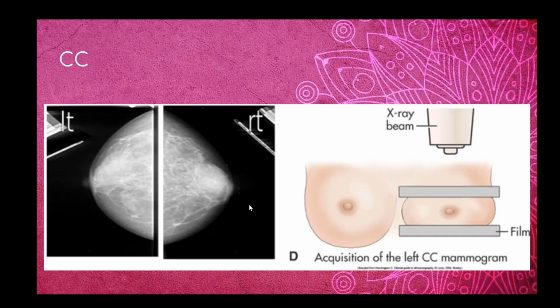The other view is the CC view, stands for craniocaudal view. And this is going to flatten the breast out in more of a horizontal plane. So now we have the breast plates on either side, X-ray comes from above, and now we can see lateral and medial to the nipple. So these 2 views you'll learn in How to Read a Mammogram help us to identify where a lesion is located. So that brings us to the end of our lecture.